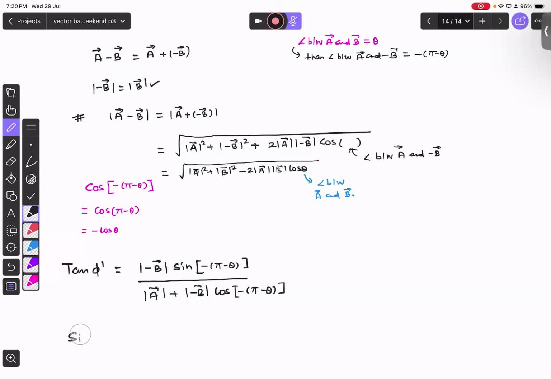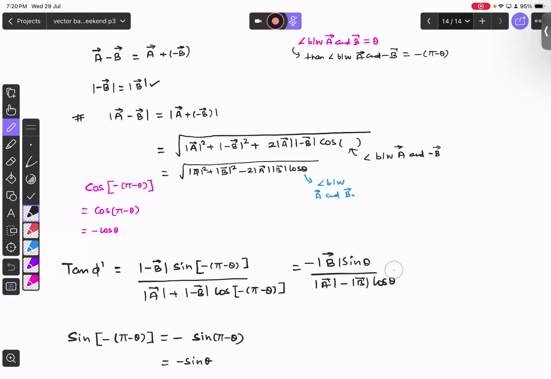So sine of minus of something will be minus of that thing. Sine of minus of pi minus theta is minus of sine of pi minus theta, but sine of pi minus theta is sine theta, so that will be minus sine theta. So this thing becomes, and minus B modulus is the same as B modulus, so B into minus sine theta divided by A minus B cos theta. So this is the result of tan phi dash.